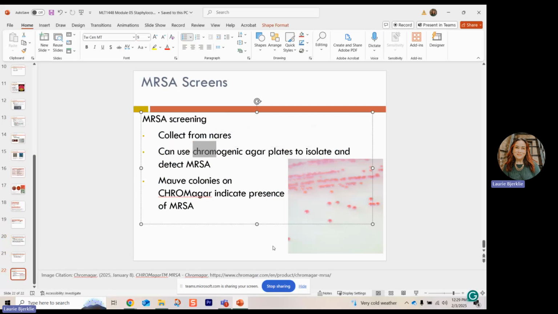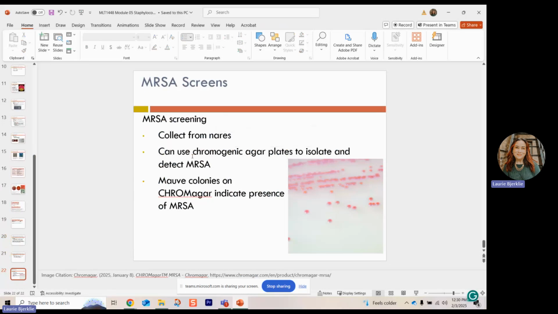Those chromogenic agar plates are used in a bunch of different ways. There's one specifically for MRSA, but there are ones for a lot of other organisms too, if you're wanting to screen for other things. In this case, on this chrome agar that I'm showing in the image, they are looking for mauve colored colonies. If there are mauve colonies, it indicates a possible MRSA present here. So you have a Staph aureus with the mecA gene present. Then they would know to put that patient into contact isolation, keep them away from other patients, and make sure that healthcare workers also protect themselves from passing it along. So that is one way to do screens.